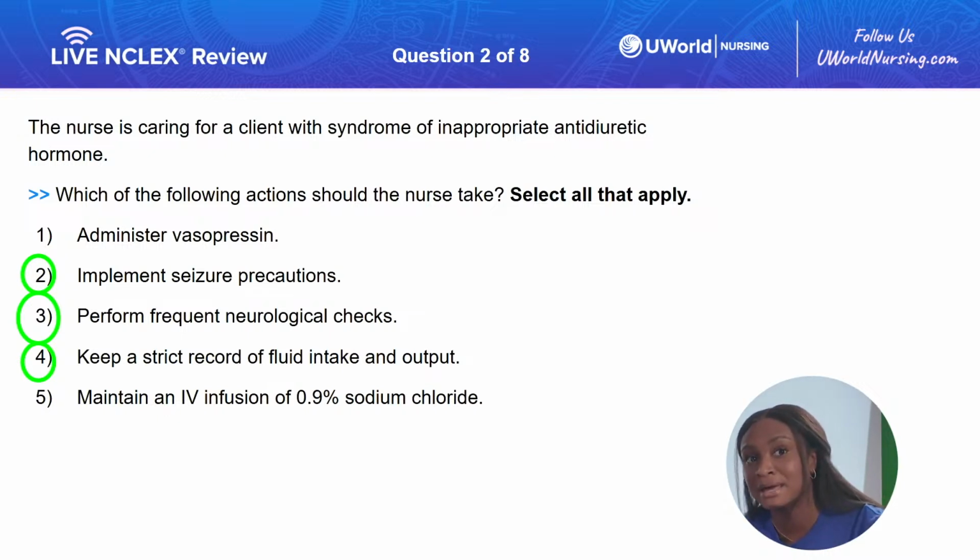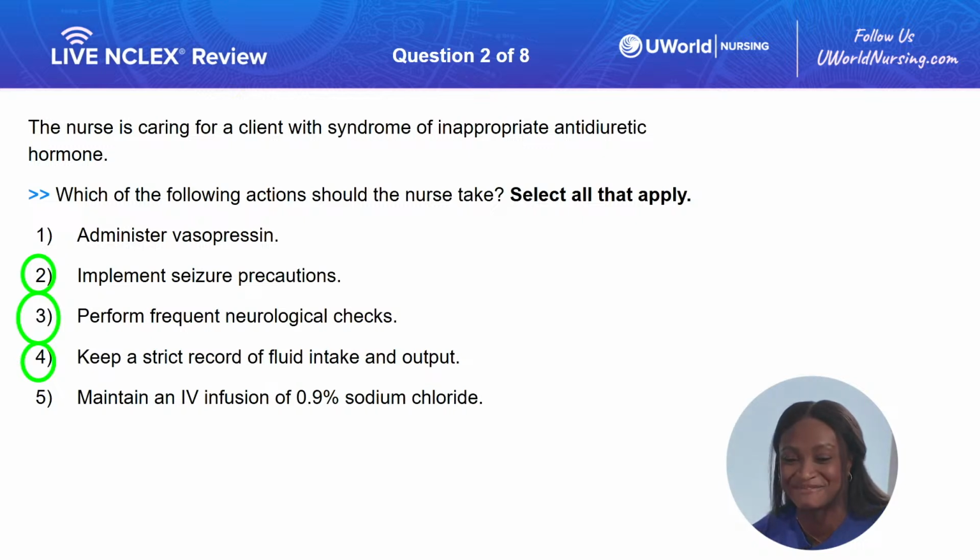Option 1, administer vasopressin. Sorry. This would be incorrect because vasopressin also kind of helps keep that fluid inside. It's a synthetic version of ADH, so we don't need any more extra ADH in our system. So if we're giving vasopressin, we're just, again, going to exacerbate the problem and make things worse.